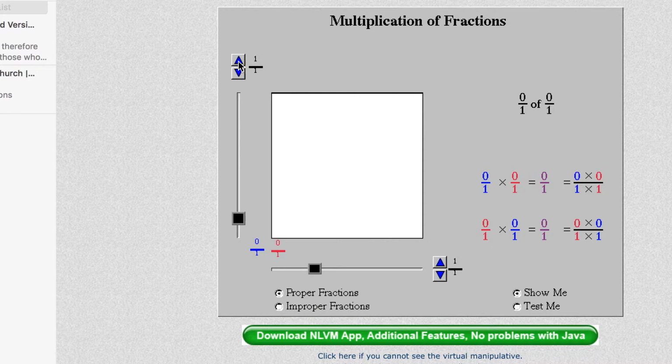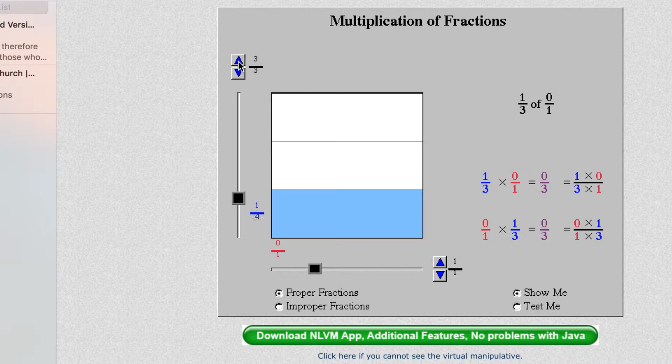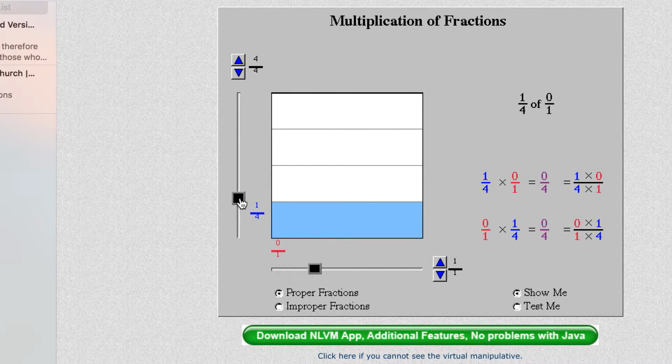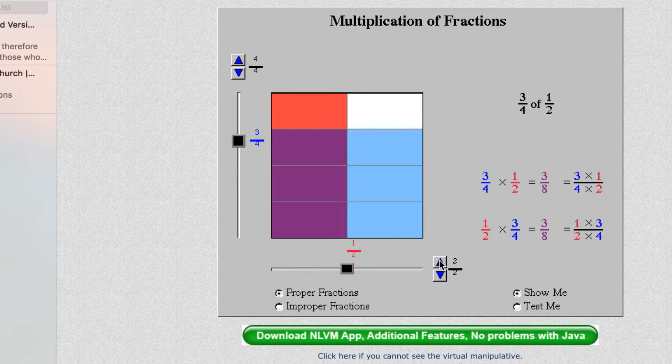First, we'll divide our rectangle into fourths. And we want 3/4 shaded. There's 3/4 in blue. Further, we'll divide our rectangle into halves and shade 1/2. There's 1/2 in red. So you can see that there are now 8 total pieces, and 3 of those 8 are shaded purple or double. So 1/2 times 3/4 is equal to 3/8.